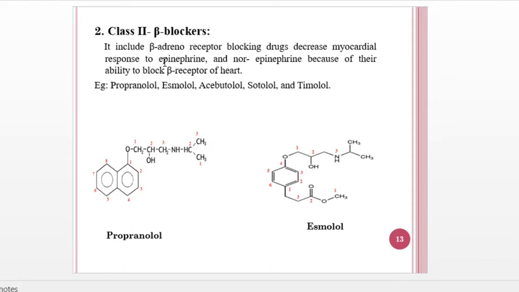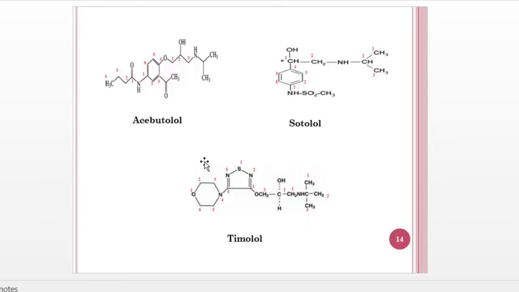It includes the beta adrenoreceptor blocking drugs that decrease the myocardial response to epinephrine and norepinephrine because of their ability to block the beta receptors of the heart. Examples are propranolol, esmolol, acebutolol, sotalol, and timolol. This is the structure of propranolol, which we have discussed. These are esmolol, acebutolol, sotalol, and timolol. All these drugs come under class 2.